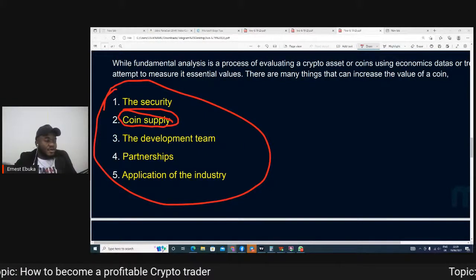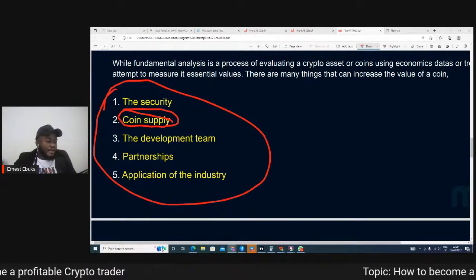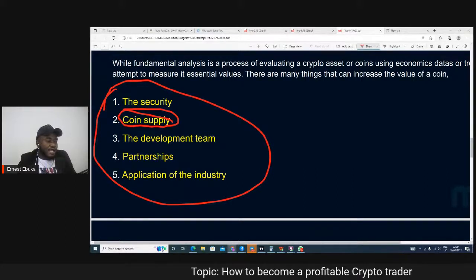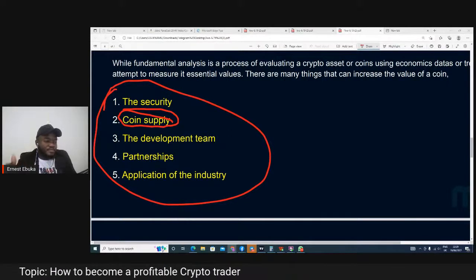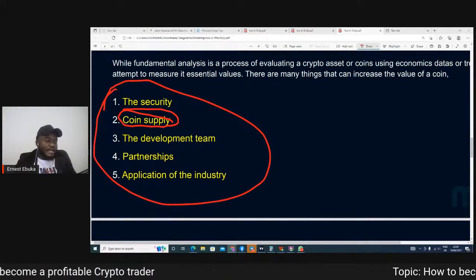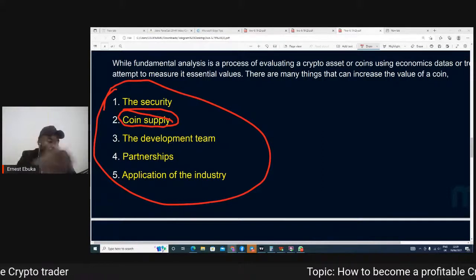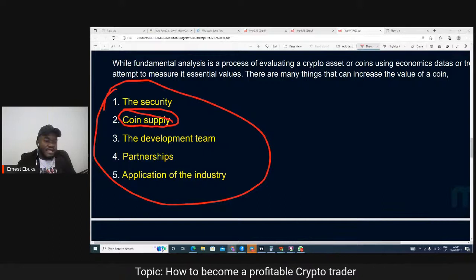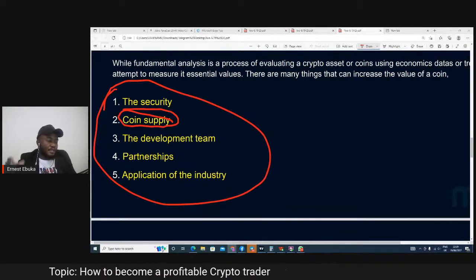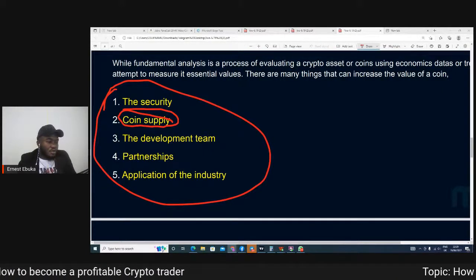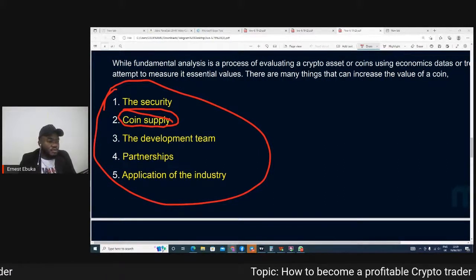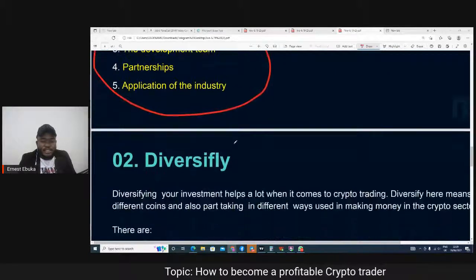Okay, there are some other factors that determine the future price of an asset that are not listed here, but these are the basics. Once you put them into the right application, if the coin you want to buy meets up with all these things in the right way, there is no way you are not going to make profit buying that coin. So applying these things will help you to be a profitable crypto trader. Let's forge ahead. The next point.